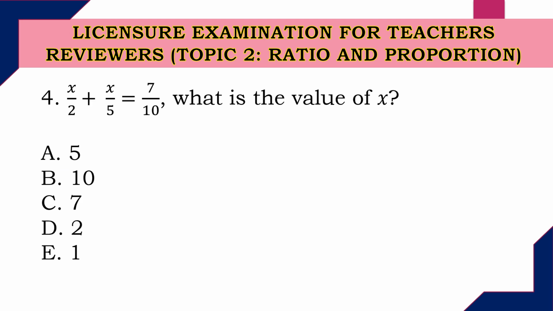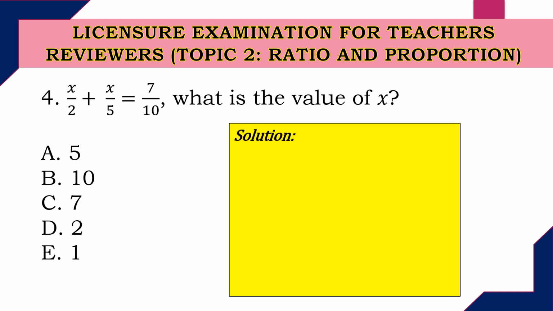Number 4, x over 2 plus x over 5 equals 7/10. What is the value of x? A. 5, B. 10, C. 7, D. 2, E. 1. For our solution, we have x over 2 plus x over 5 equals 7 over 10. So we are going to operate first the left side of the equation. So we have x over 2 plus x over 5.